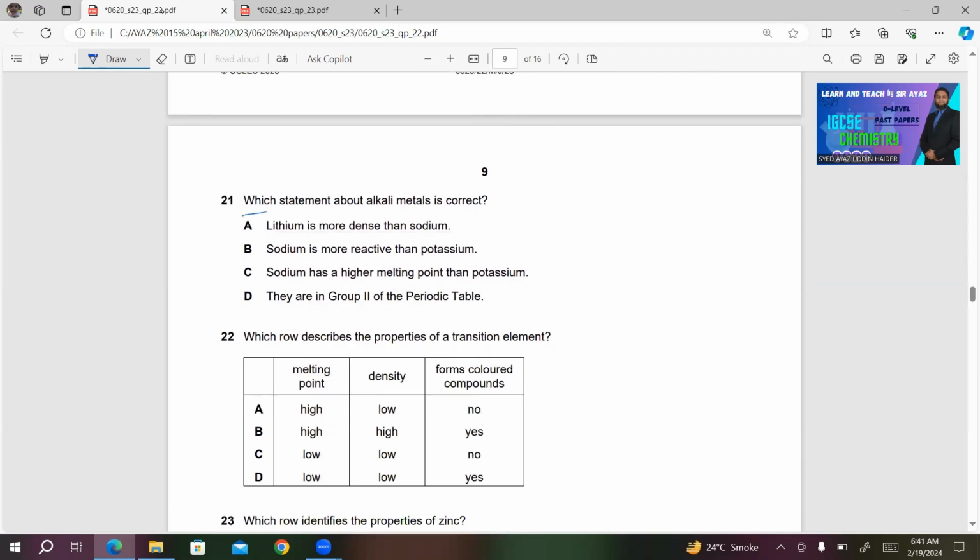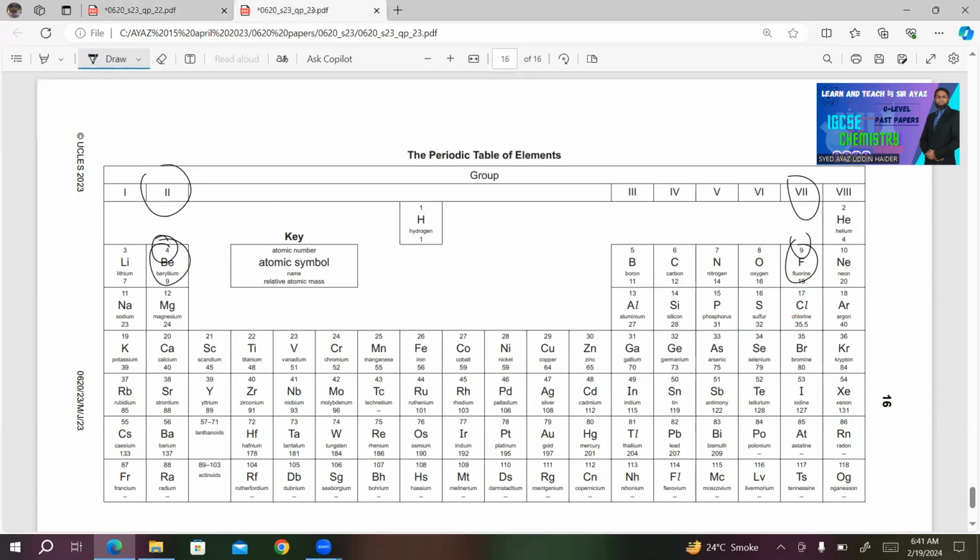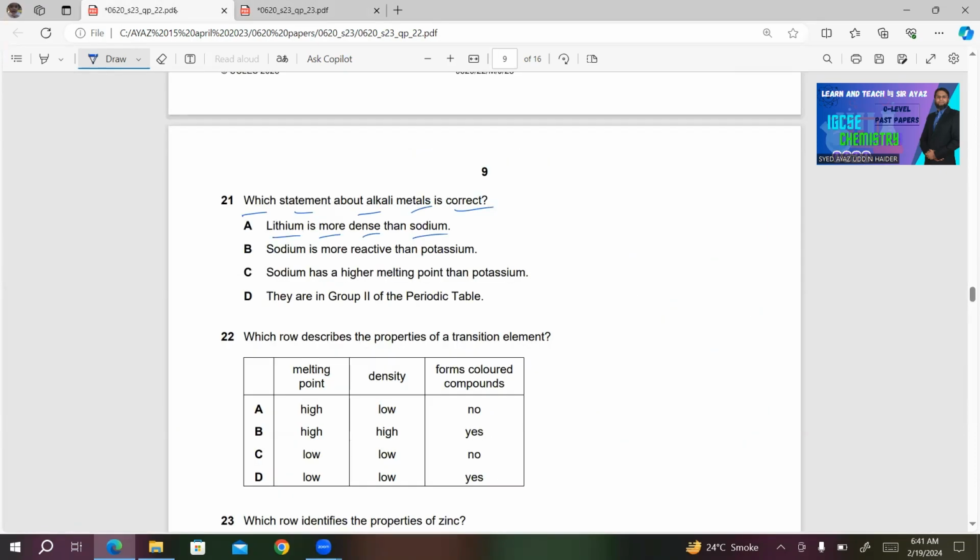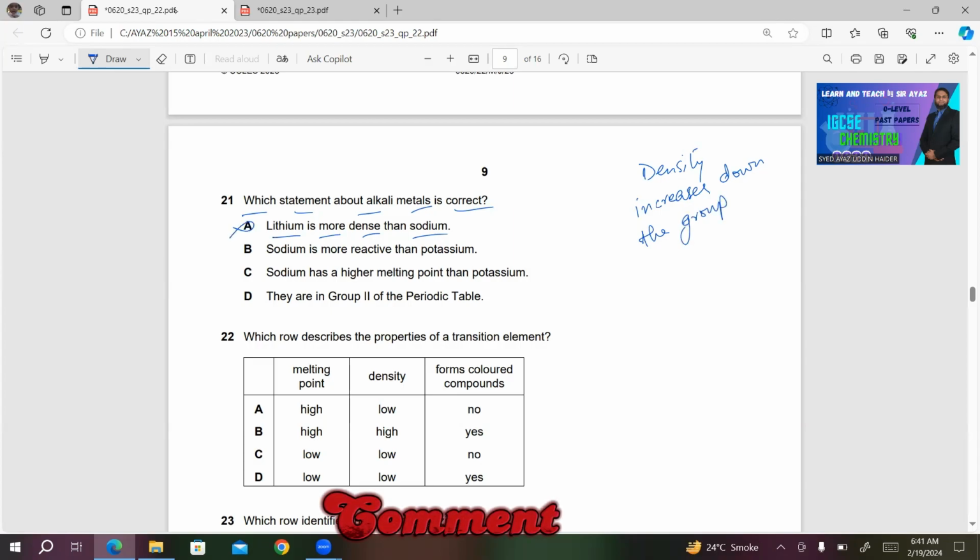Number 21. Which statement about alkali metals is correct? A. Lithium is more dense than sodium. Now let's look at the position of lithium and sodium. Lithium and sodium both are in group 1. What is the trend in group 1 about the density? The density increases down the group. So this can't be the right answer.